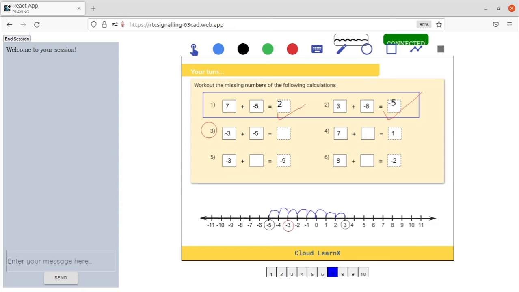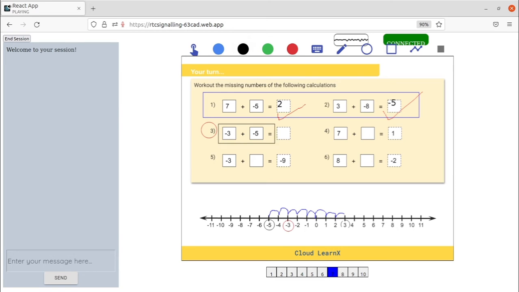Okay, so could you tell me, according to this calculation, what are we doing to -3? What are we doing to it in the calculation? -3? We are marking it on the chart. No, I mean in this calculation.